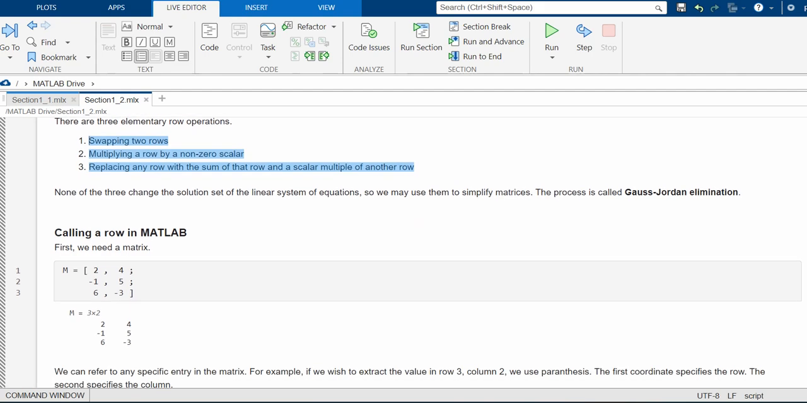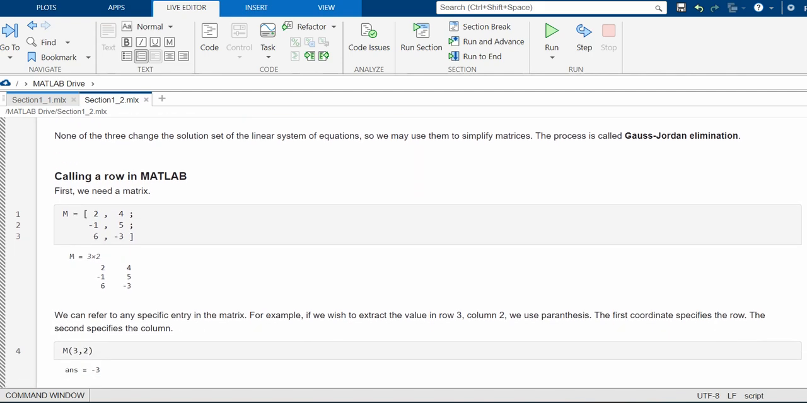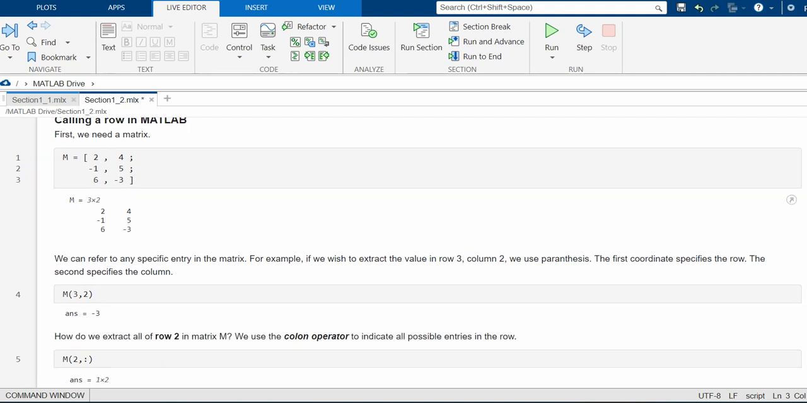Okay, so the first thing we're going to do, though, is we need to talk about how do I call a row in MATLAB. Okay, and first things first, we're going to need an actual matrix. So I created this matrix M. And so let's just get that all initialized. And I'm going to run that. Okay. And now, how do I refer to a row?